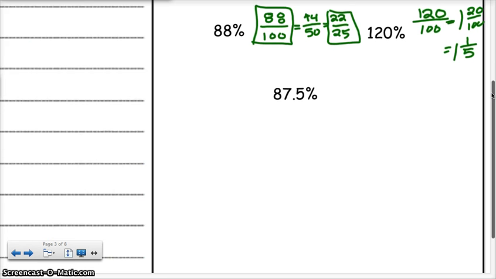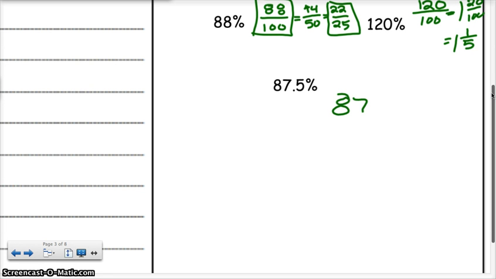87.5% is 87.5 out of 100. And I can't simplify that anymore. Is it because of the decimal? Yes, it's because of that darn decimal. And also 87 is prime. I'm about 99.9% sure. But wait, what's 8 plus 7? 15? No, 3 goes into it. 87 is not prime. 3 goes into it. Okay.